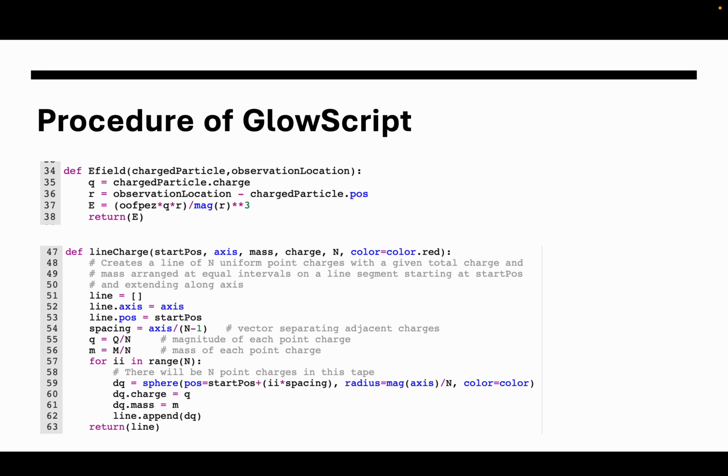So, getting started with our GlowScript, we needed to create a function that would calculate our electric field for us, and that is what we're doing up top. We're taking the charge, and then we create a variable for our location, which is our observation point minus our source point. Then we put that into our field equation and return that. Then we have another function that's creating the line of charges for each piece of tape.